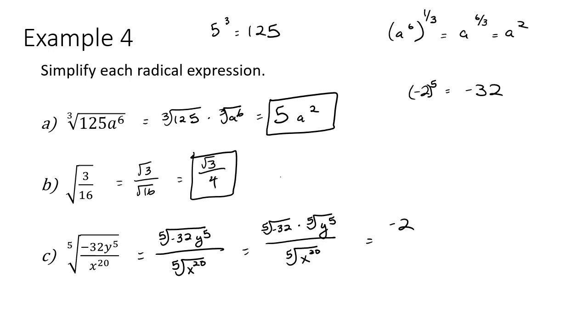And then once again, for the expressions that we can't evaluate exactly, we're going to take the exponent on the inside, divide by the index, because that's a 1/5 power. And so for the y, we would get 5 divided by 5, which would just be 1, so that's just y to the 1st power. And in the denominator, we would get 20 divided by 5, 20 times 1/5, which would give us x to the 4th power.